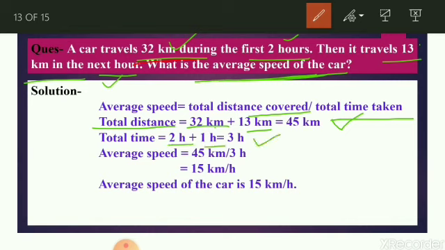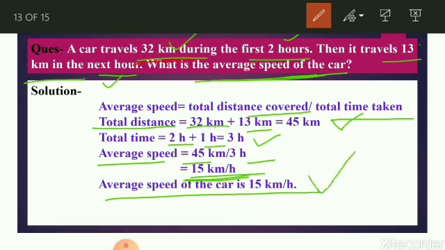Now we have the formula of average speed. Average speed is equal to total distance covered upon total time taken, so it will be 45 kilometers upon 3 hours. So it will be 15 kilometers per hour. So the average speed of the car is 15 kilometers per hour.